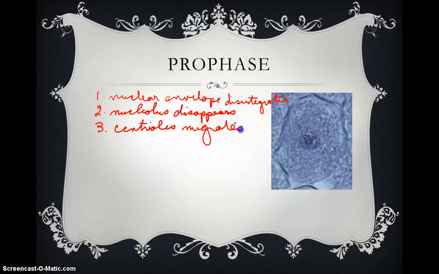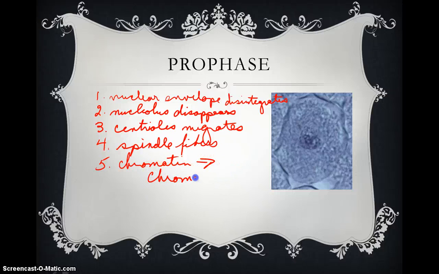Pen was not cooperating. While the centrioles are migrating, there are contractile microfilaments forming between them that are called spindle fibers. The major event of this phase is that chromatin is going to coil up and become chromosomes.